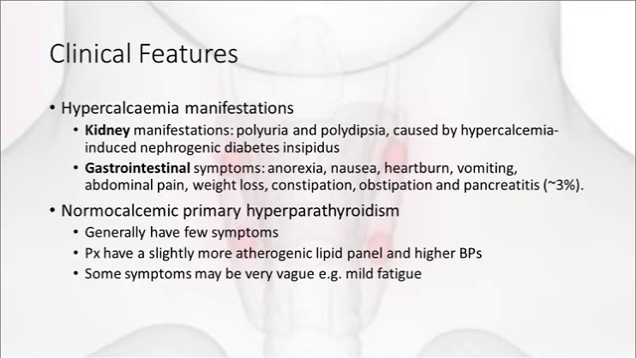Other hypercalcemia manifestations related to the kidney include polyuria, polydipsia, and hypercalcemic-induced nephrogenic diabetes insipidus, and you may also get kidney stones as a result of the hypercalcemia, hence the stones. And of course, GI symptoms include anorexia, heartburn, nausea, vomiting, abdominal pain. So there's your groans to some degree, weight loss, constipation, obstipation, and of course pancreatitis in approximately 3% of cases.